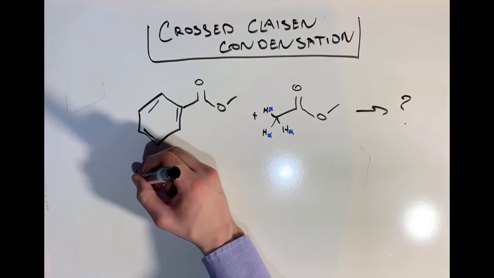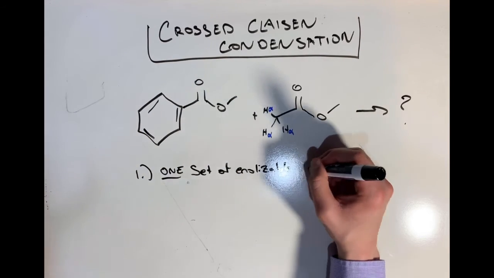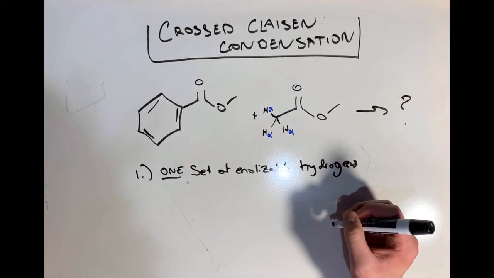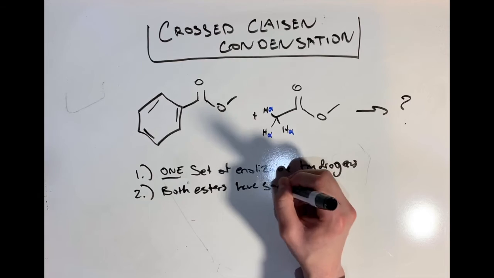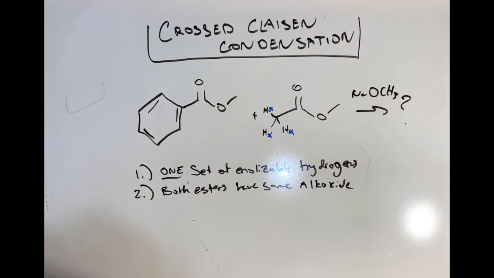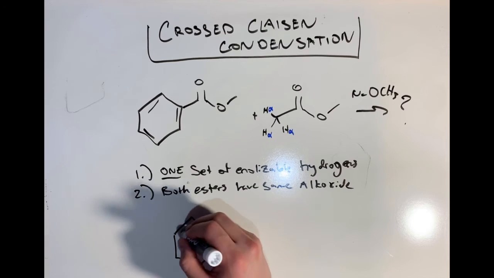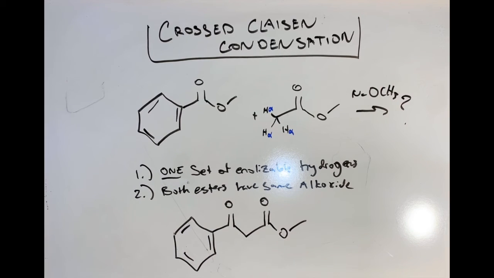In the example I've drawn here, there is only one source of enolizable hydrogens. On that note, you should use two esters with the same alkoxide to avoid unwanted substitution by the nucleophilic base. Both esters I have drawn here have a methoxide connected to their carbonyl carbon. And now, by following all of the rules I've set for myself, I've only formed one product between the two esters. It is important to keep in mind that you can use different carbonyl-containing molecules.